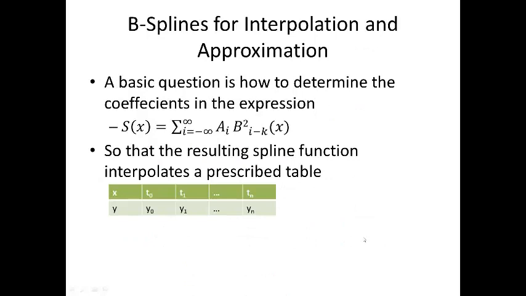But what we're really here for is how to interpolate them. So the past several slides have looked at a lot of properties of B-splines, but we really want to know how to use them in this course. So a basic question is, how do you determine the coefficients in this expression? S of x, the piecewise function approximating the function you're trying to graph, is equal to the sum, i goes from minus infinity to infinity, of A_i times the B-splines B_(i-k)^2 of x. And we want the resulting spline function to interpolate a prescribed table such as the one that we have drawn below.